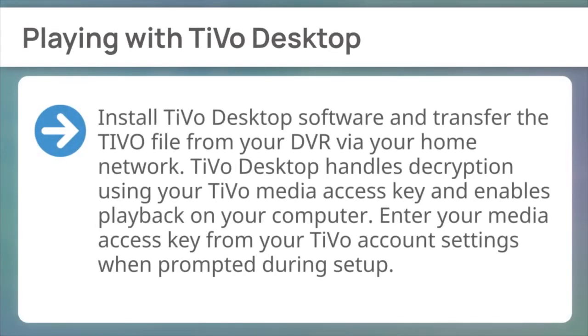Install TiVo Desktop software and transfer the TiVo file from your DVR via your home network. TiVo Desktop handles decryption using your TiVo media access key and enables playback on your computer. Enter your media access key from your TiVo account settings when prompted during setup.